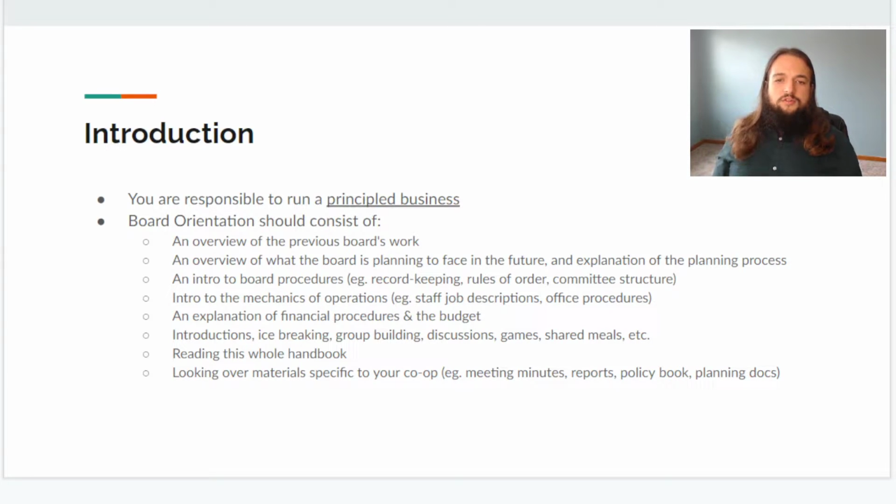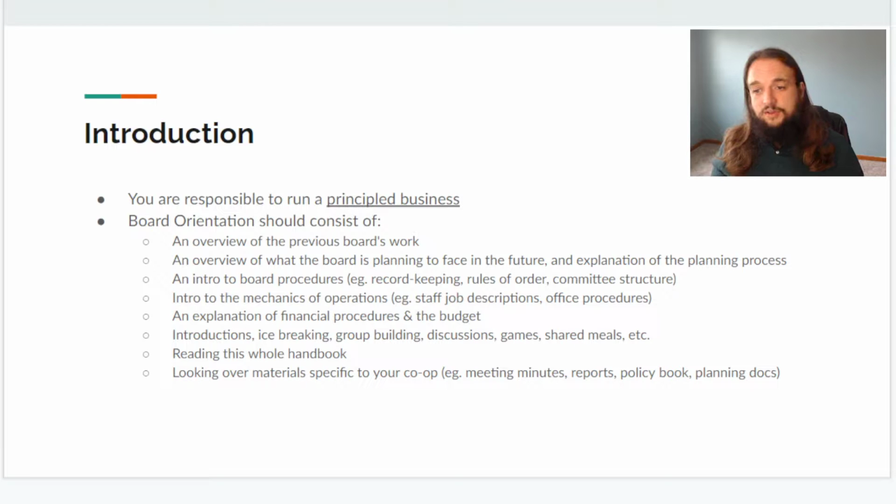An introduction to the mechanics of how the co-op is run, staff job descriptions, office procedures, etc. An explanation of financial statements and the budget. Hopefully you've got one that's up to date. Ice breaking, group building, games, introductions, dinners, etc. Reading this whole handbook, hopefully. And looking over materials specific to your co-op, such as recent minutes and manager reports, policy notebook, current planning documents, and committee instruction sheets.